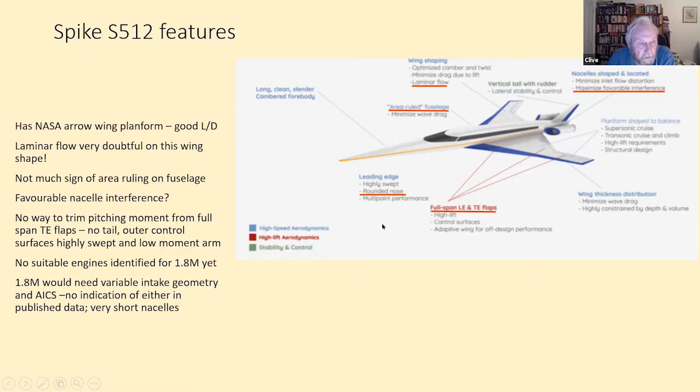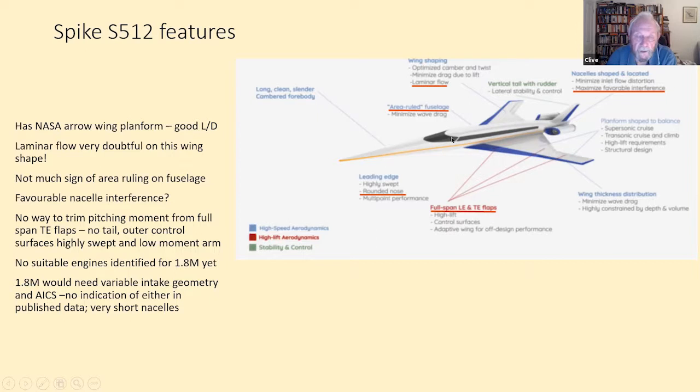The other thing they mention is full span leading edge and trailing edge flaps. I don't see how, because when you deflect the trailing edge flap, you produce a nose down pitching moment, and that has to be trimmed out by a tail change if you've got a tail. How are they going to trim this out on this one? The only possibility they've got is to use these outer wing controls as trims, but first of all, they're highly swept, so they're not very effective. And B, their moment arm is not all that different to the moment arm of the flaps they're trying to trim. So I just don't believe that bit.